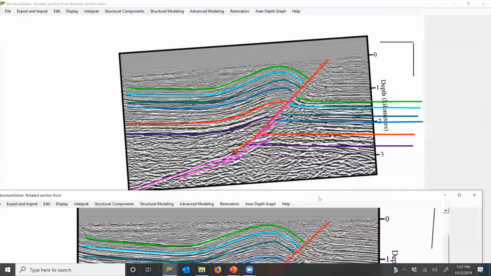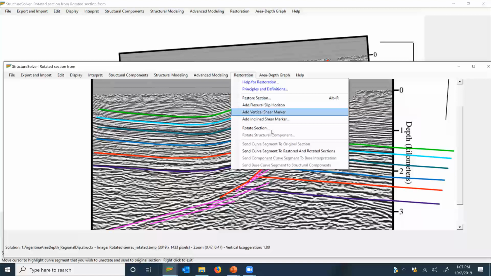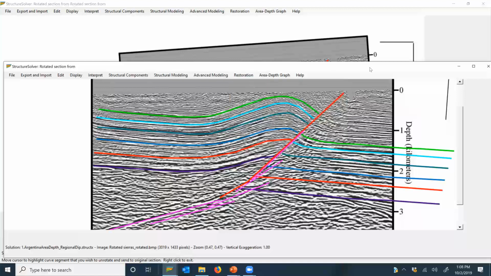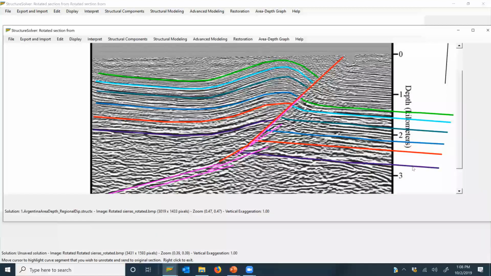You could unrotate it as well, but that's our new tool in 4.1, being able to move interpretation from restored sections back and forth.